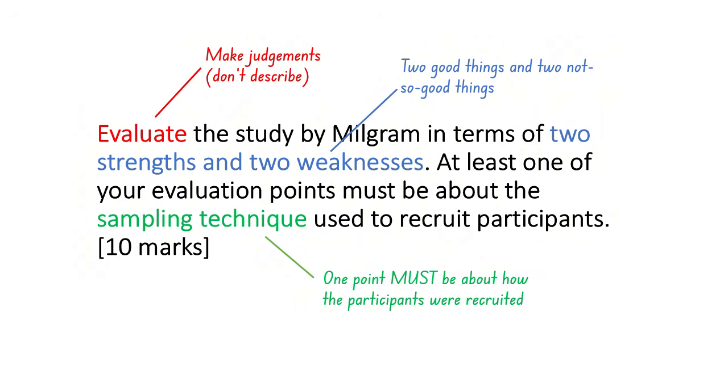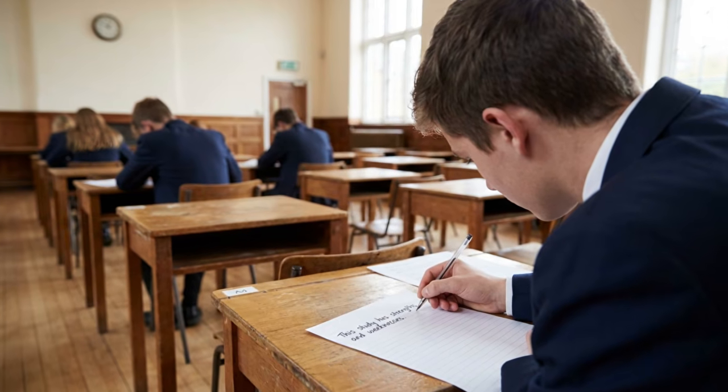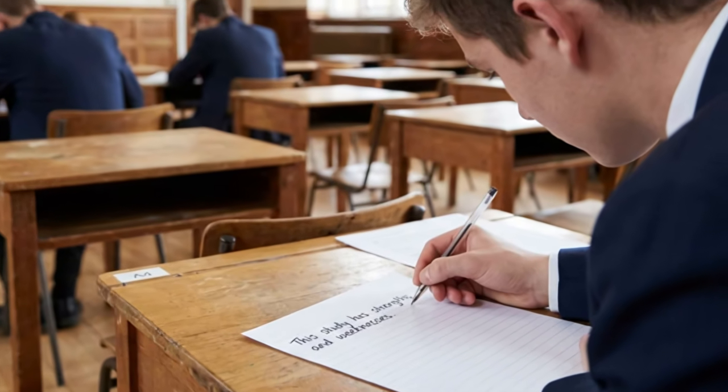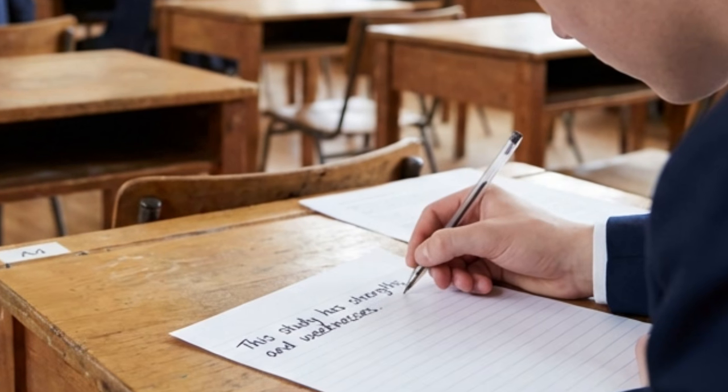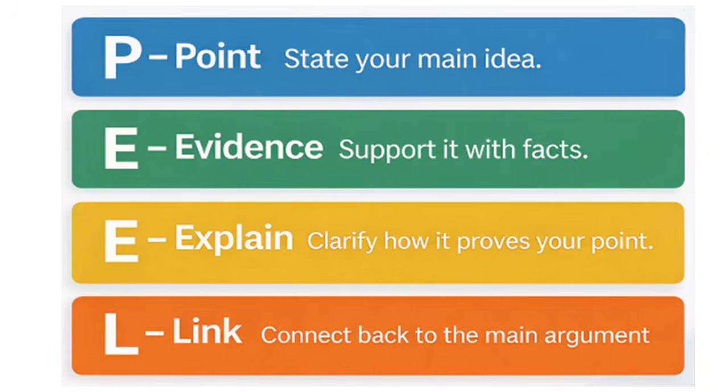Now let's go through exactly how to build each paragraph. Some students waste time with vague openings. For example, they write things like, "This study has strengths and weaknesses." If you do that, you have just written 6 words for 0 marks. Keep your writing concise and focused. No waffle. The best way to write each evaluation paragraph is to use the P-E-E-L outline.